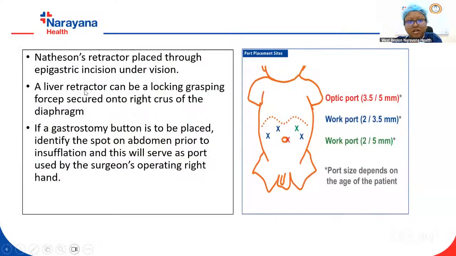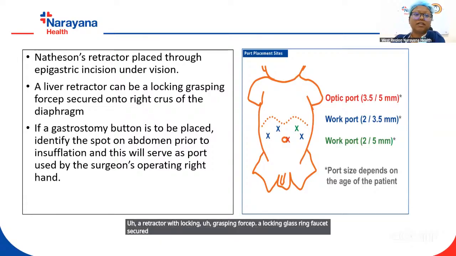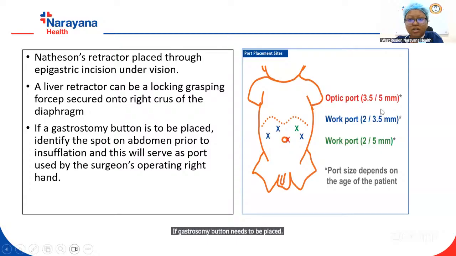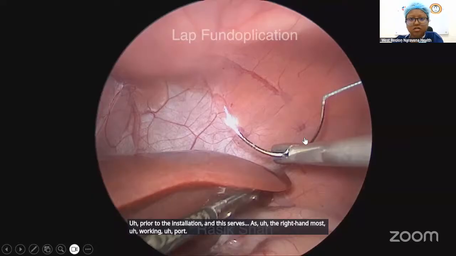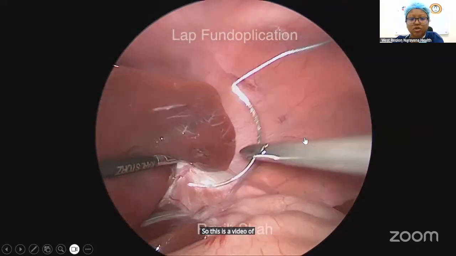And otherwise, the second option is to place a retractor with locking grasping forceps secured onto the right crus of diaphragm. If a gastrostomy button is to be placed, a spot in the abdomen is identified prior to the insufflation, and this serves as the right-hand-most working port. So this is the video of laparoscopic fundoplication.